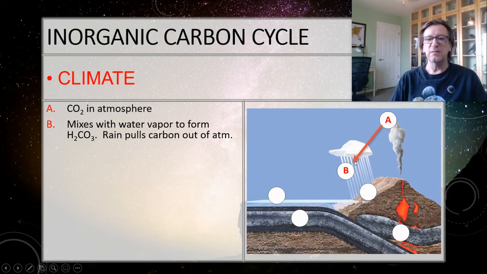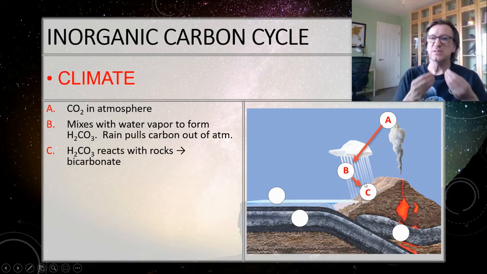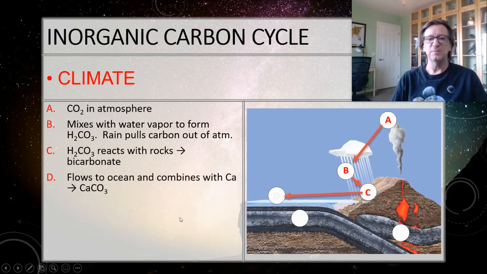So when that rain comes down, that carbonic acid reacts with the rocks. It dissolves the rocks partially, and it forms bicarbonate, which can easily dissolve in water. So that bicarbonate then flows down to the sea and becomes the oceans.